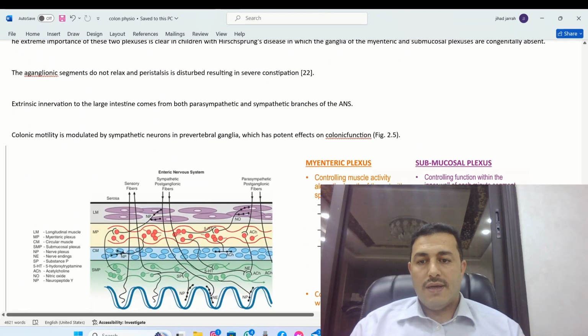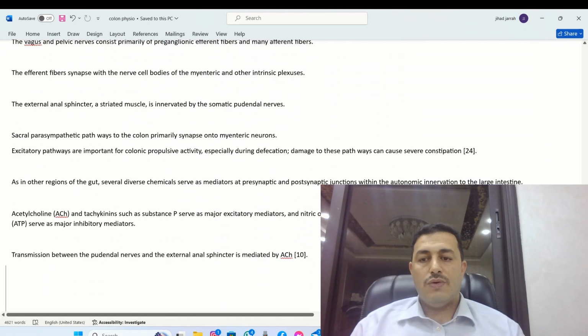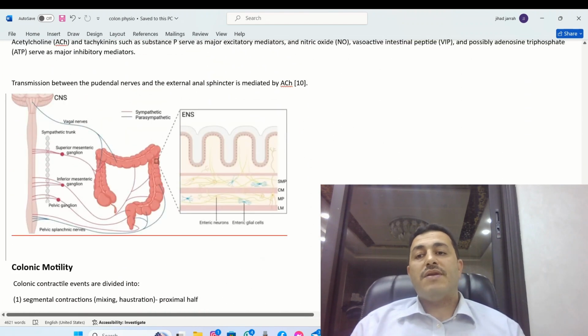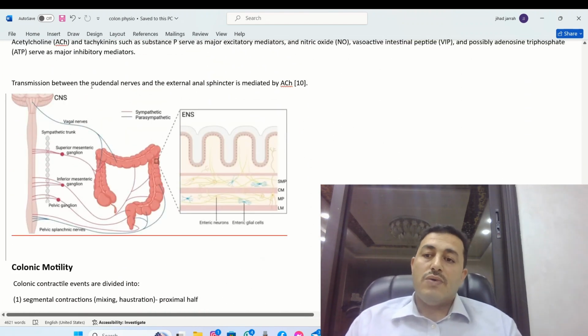Okay, colonic innervation. This is the sympathetic and parasympathetic. You can see here that the sympathetic innervation of the colon, if we are talking about the proximal half of the colon, is from the superior mesenteric ganglia. If it is the left side of the colon or distal half of the colon, it's from the inferior mesenteric ganglion.